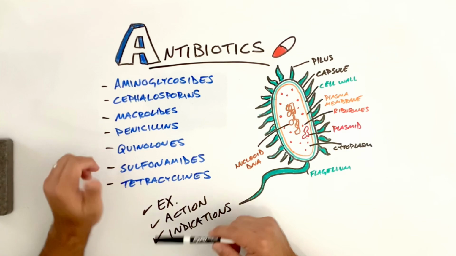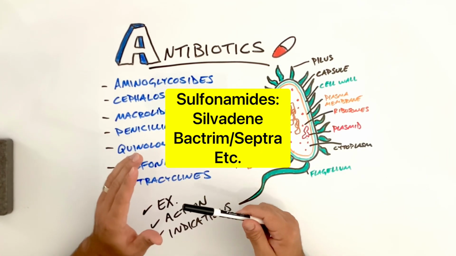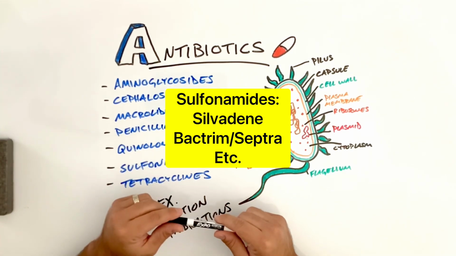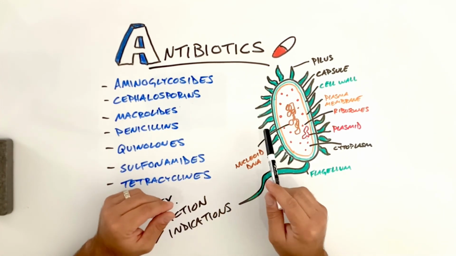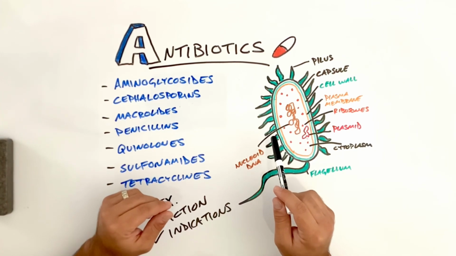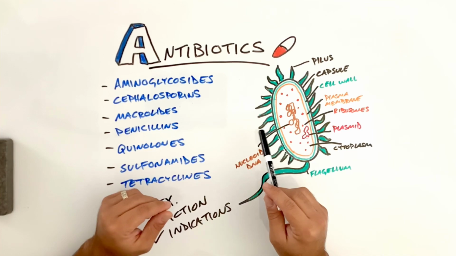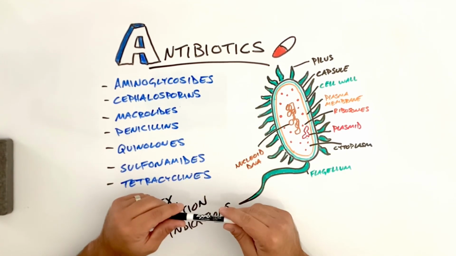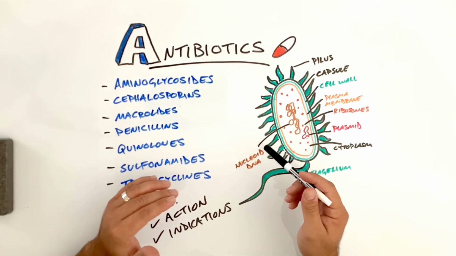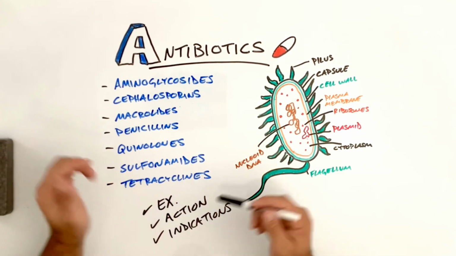Our sulfonamides, you might see these as Silvadene or Bactrim, Septra, things like that. This is going to inhibit the ability of the bacteria to produce a form of folic acid that is necessary in the proteins for the bacteria to multiply. So working in a little bit different way. We're going to use these for bacterial pneumonias and protozoal infections.